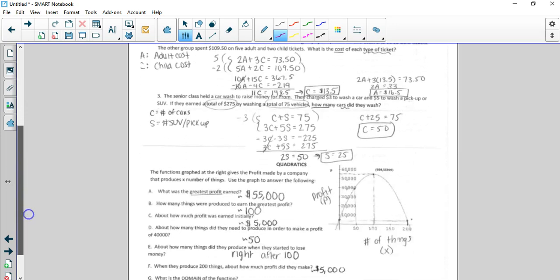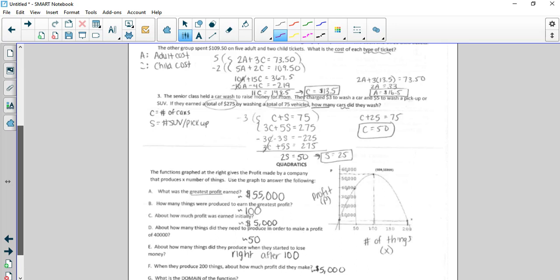Number 3, now we have a situation where the senior class is holding a car wash. It's $3 to wash a car and $5 to wash a pickup. Okay? We're not comparing two different car washes or two different events. We know the cost per car and pickup. 3C plus 5S, and they earn $275. That's the value, value, value line.